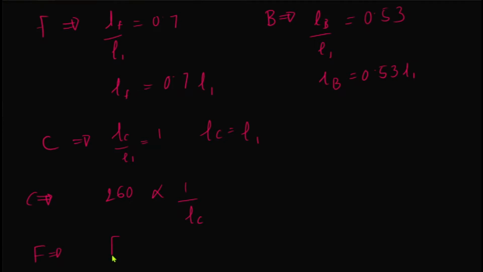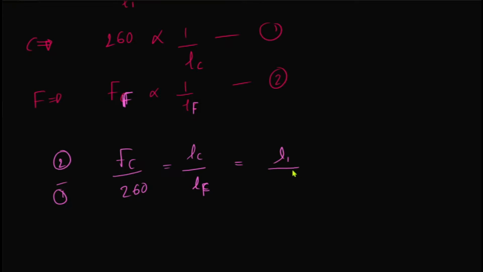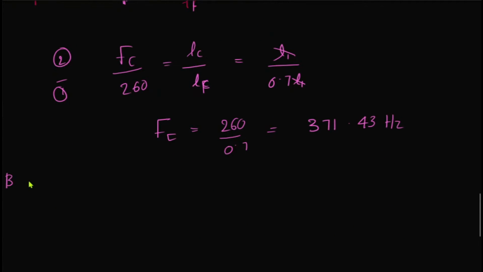So FC is inversely proportional to LC. With the first equation and the second equation, I'm going to divide the second equation by the first equation. FF over 260 is LC divided by LF. LC is L1, LF is 0.7 L1, so the L1 cancels. FF is 260 divided by 0.7, which is going to be something closer to 371.43 Hertz.